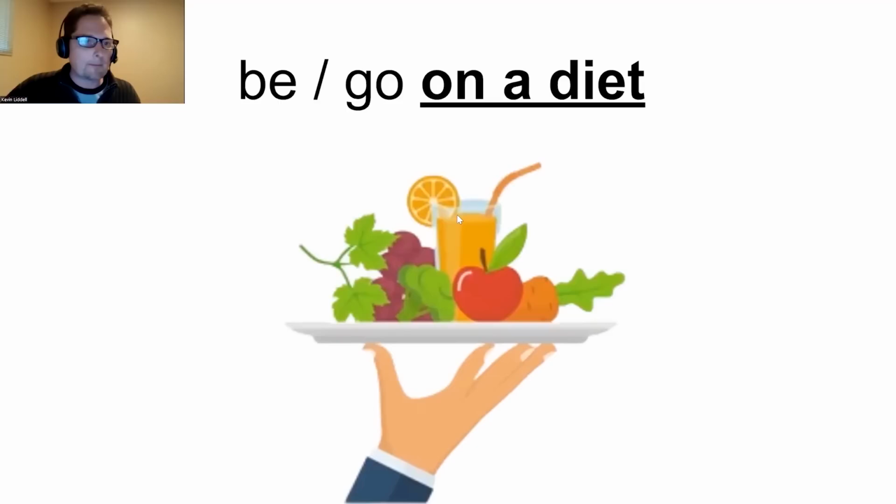First, on a diet, we use different verbs. For example, be or go. To be on a diet. I am on a diet. You are on a diet. She is on a diet. And what about go? Go is to express a process, to start a diet. You go on a diet. Go in the present, in the past, went. He went on a diet.